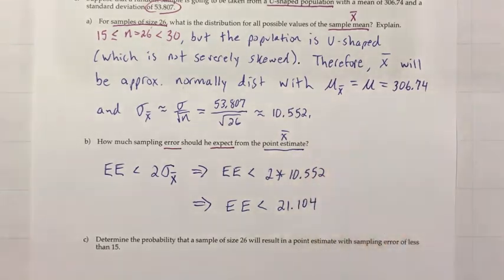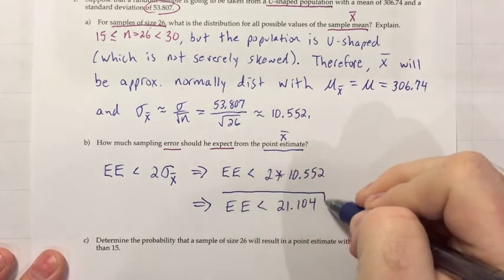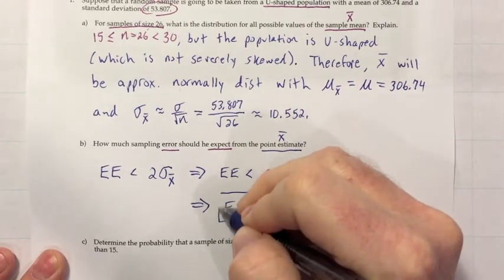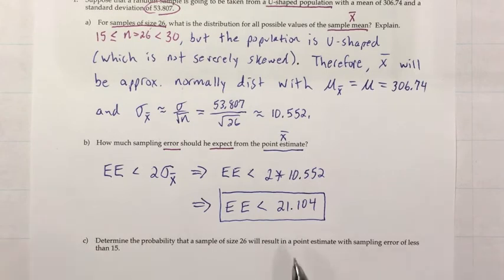21.104. Make sure at the end of this problem you're clearly stating that your expected error is less than a specific value. It's common for people to make the mistake of saying at the end that their expected error equals this, but it would be unusual for our error to be 2 standard deviations. We expect it to be less than that, so make sure that "less than" makes it into the end product.